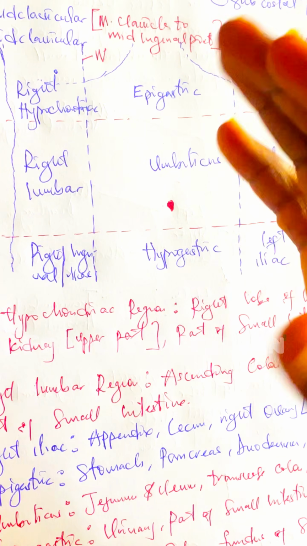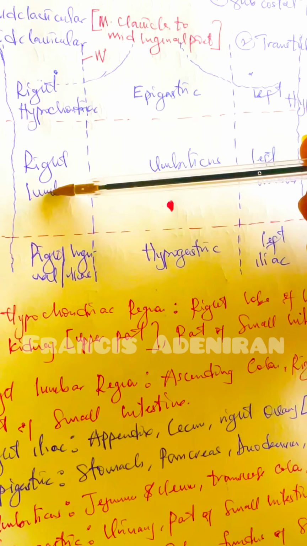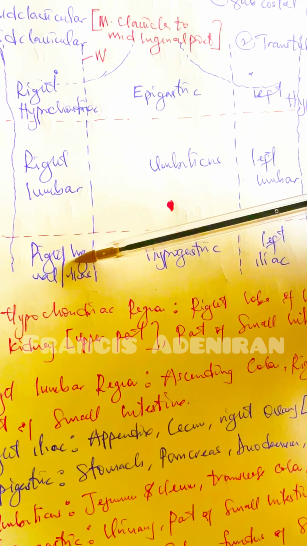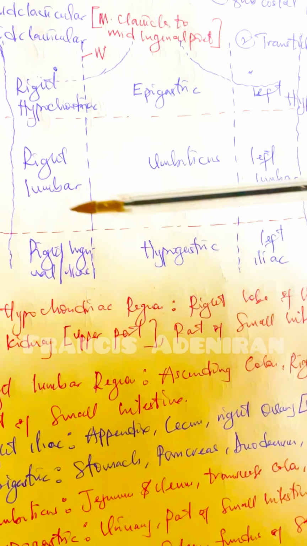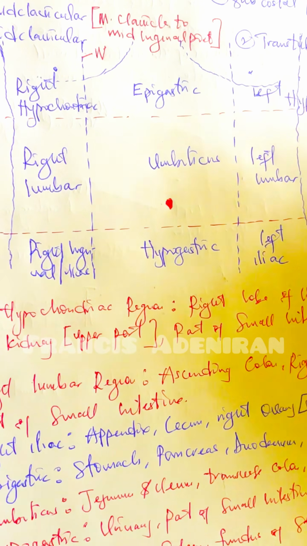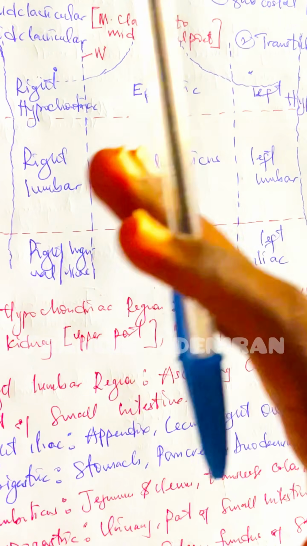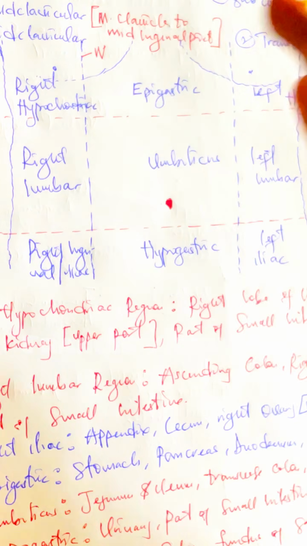So in the right, we have the hypochondriac, we have the lumbar, and we have the iliac. Once you know the right, you can easily know the left, right? Hypochondriac, lumbar, iliac. So depending on the side you are describing, here is the right and here is the left.